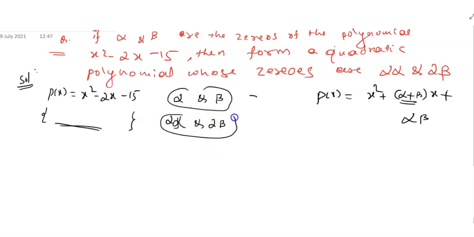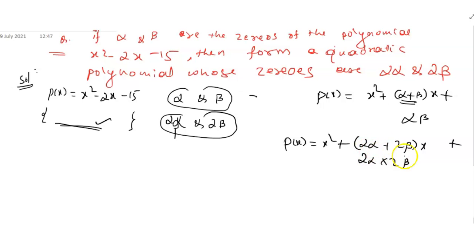In this form, that means you have to form this equation. The equation will be x square plus, what are the alpha here? Alpha is nothing but 2 alpha here. 2 alpha plus 2 beta x plus 2 alpha into 2 beta. First you have to find out what is the value of 2 alpha and what is the value of 2 beta.